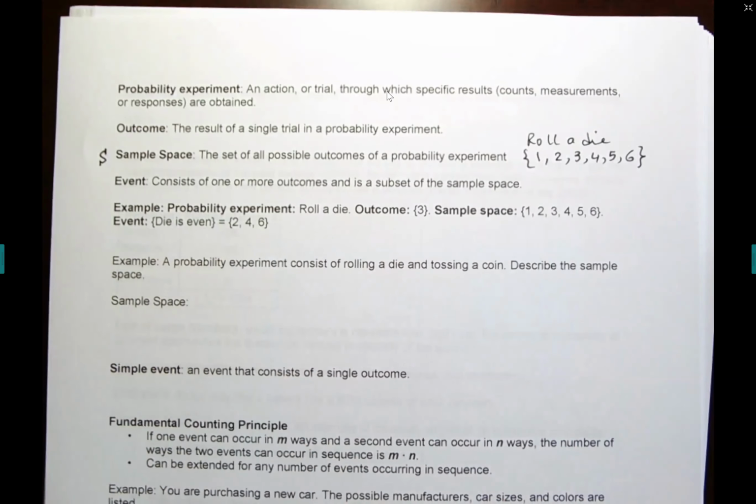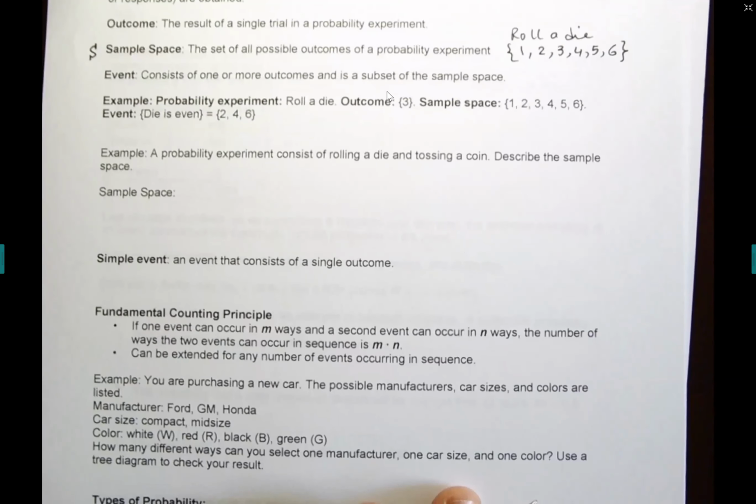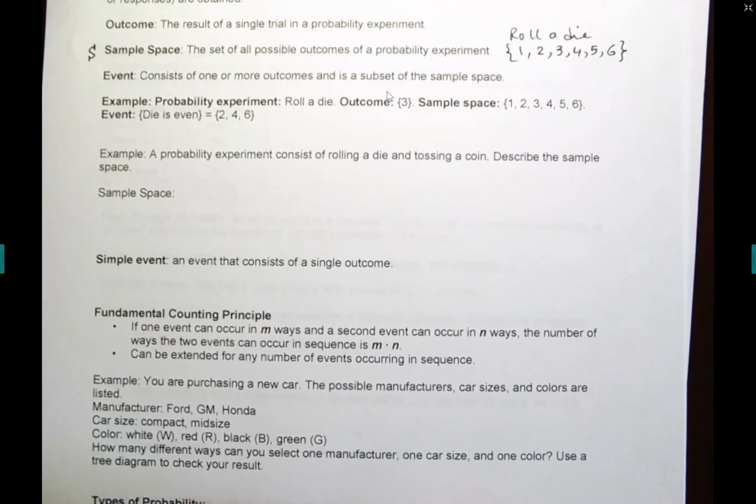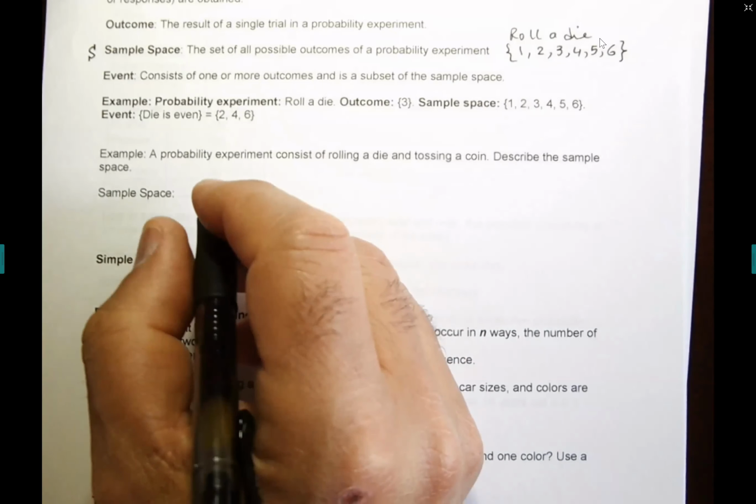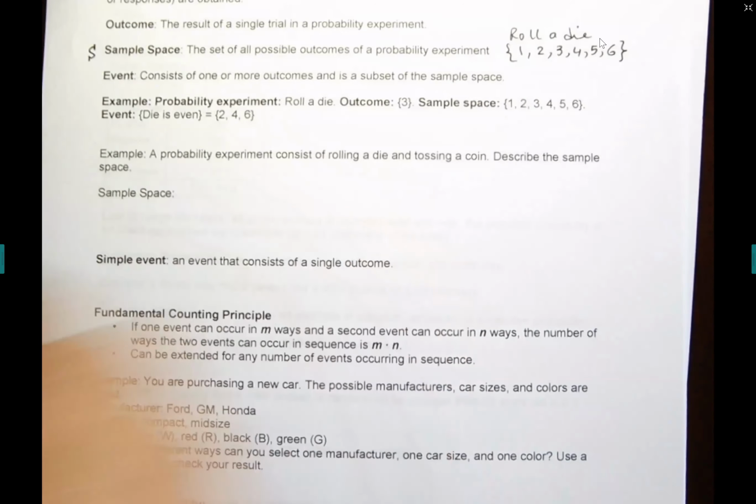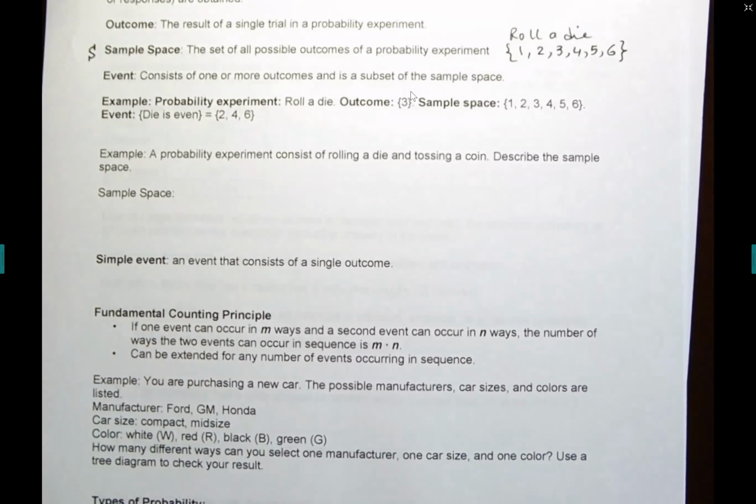Okay, let's do another example. A probability experiment consists of rolling a die and tossing a coin. Describe the sample space. Okay, I need your help now. So help me list the outcomes. If you roll a die and toss, let's say, a penny at the same time, what would be the outcomes? Can you start helping me list them? What would be the first one? Yes, I'm waiting. What do you expect to see when you roll a die and toss a coin?